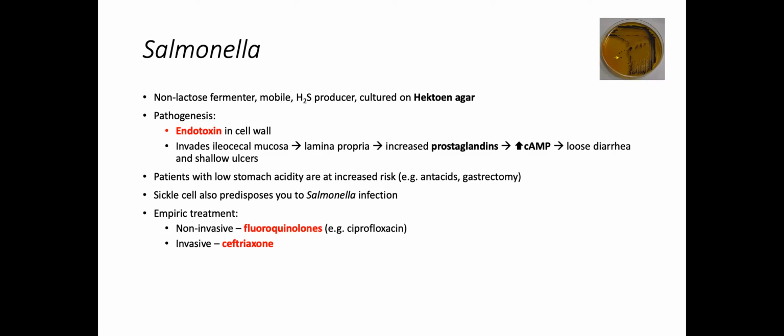Patients with low stomach acidity are also at an increased risk. So think about people that have taken antacids or they've had a gastrectomy. Sickle cell also predisposes you to Salmonella as well. So our empiric treatment is going to be fluoroquinolones, and then if it's invasive, ceftriaxone, or Rocephin is the brand name.